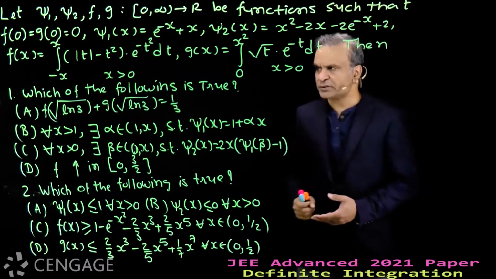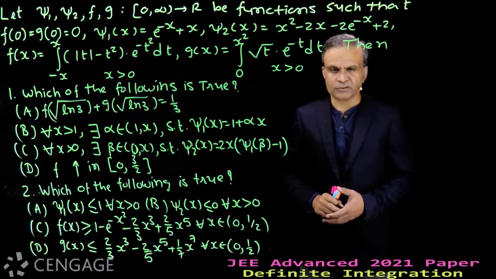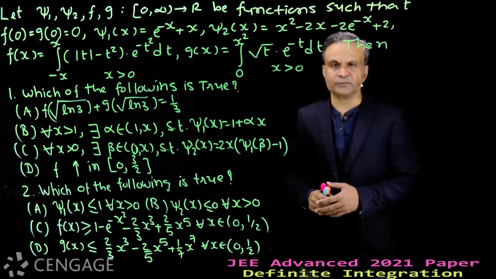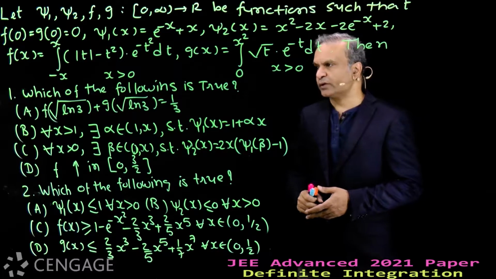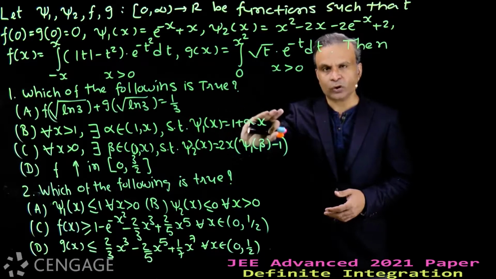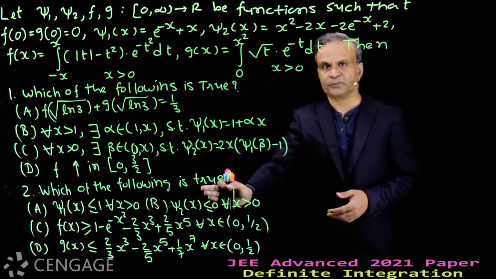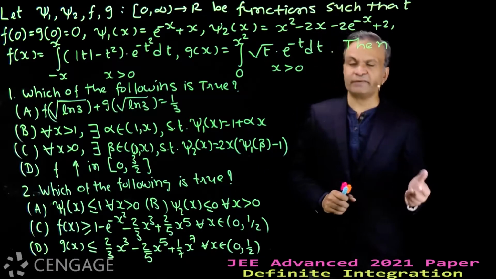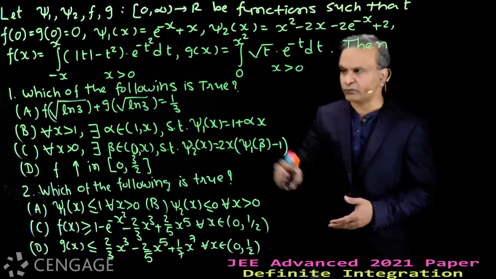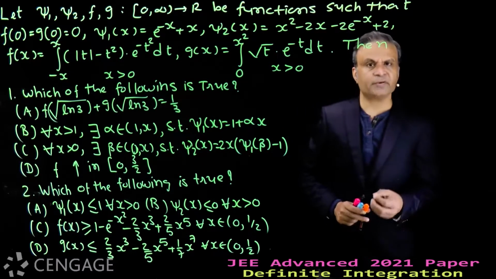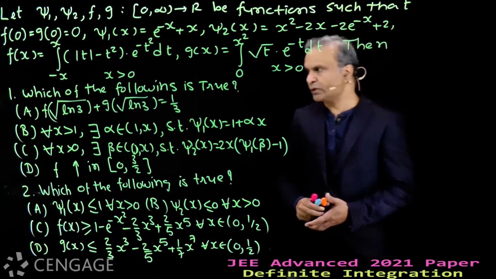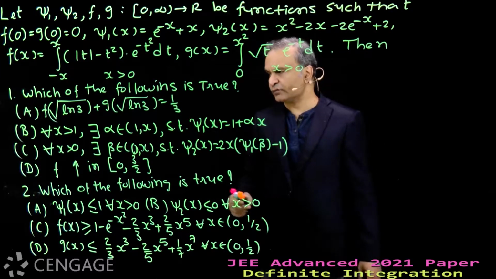Now we have two questions, and this is a nice way to form the question. We have two options for psi1 and psi2 in one question, and two options in the other question. And for functions f x and g x, we have two options in one question and two options in the other question. Let's first examine functions psi1 and psi2. We have two options in question 1.